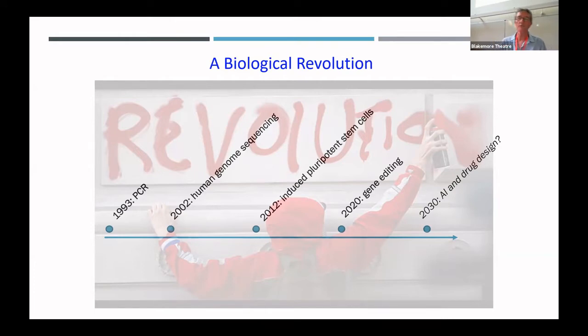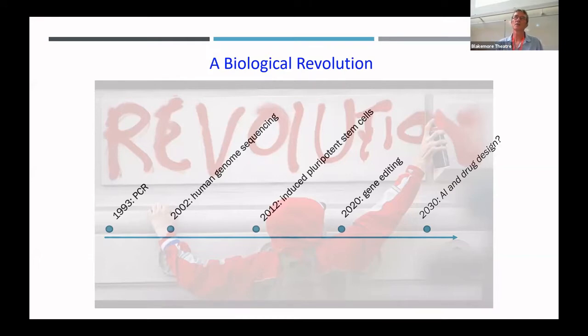The dates here do not refer to the discovery. The dates refer to their recognition in terms of the Nobel Prize, which has been given for them. Back in 93, PCR. Why was PCR so important? It allowed us to amplify really small amounts of DNA and clone them. It changed the whole way we did molecular cloning. Things became possible that weren't possible before.